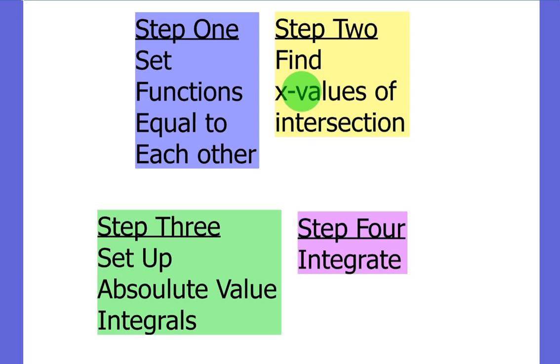That leads us to step 3. What step 3 will do is allow us to figure out what those limits of integration are going to be. Let's talk a little bit about what that means. When we set up our absolute value integral, we know that they cross at 2 and 6. And I want to talk too about why we use absolute value.